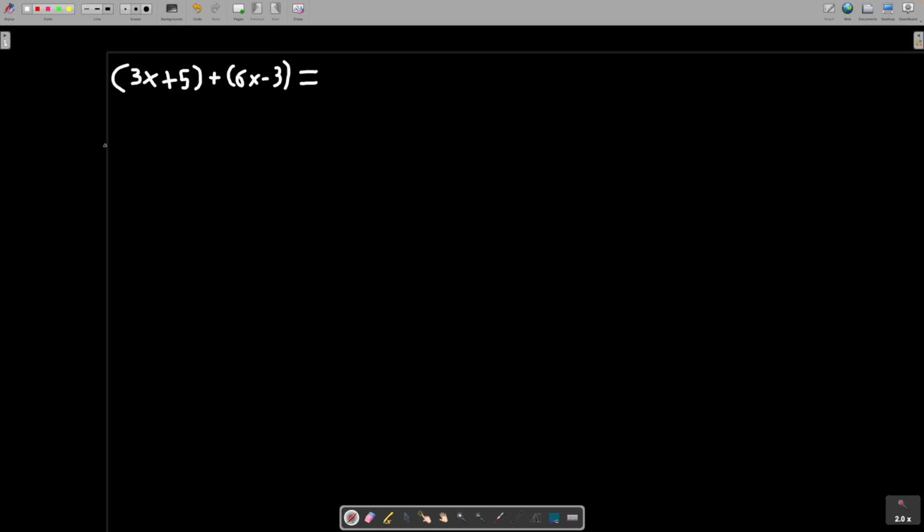Today we're going to be trying to see how to add, subtract, and multiply polynomials. So first we'll go with addition. So we have 3x plus 5 plus 6x minus 3.